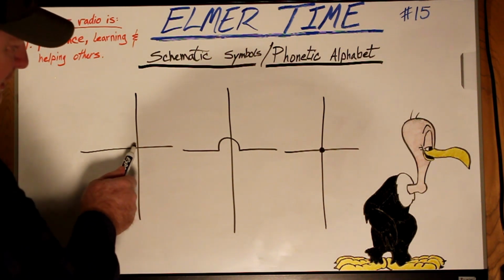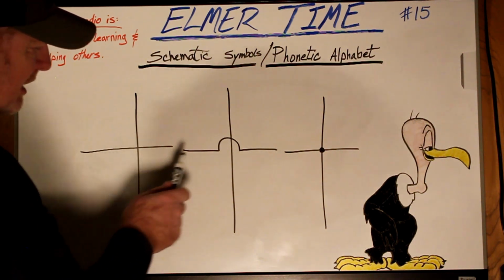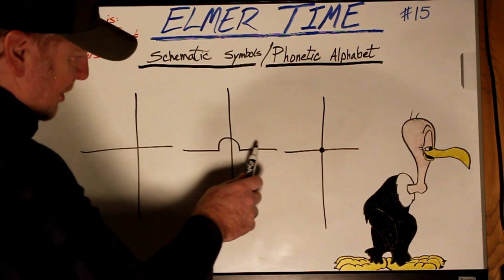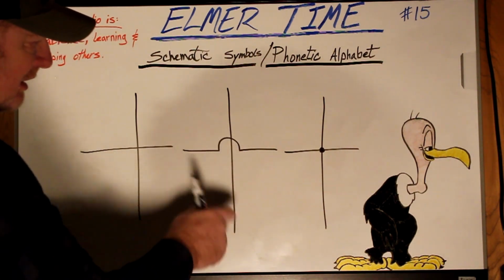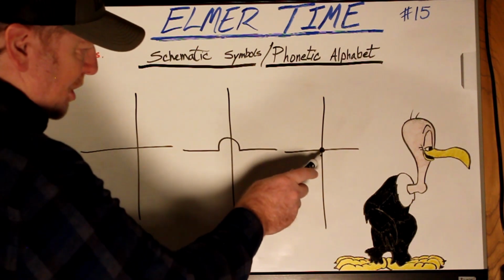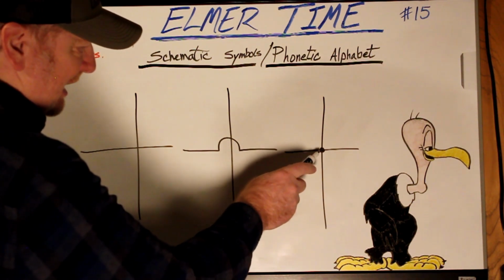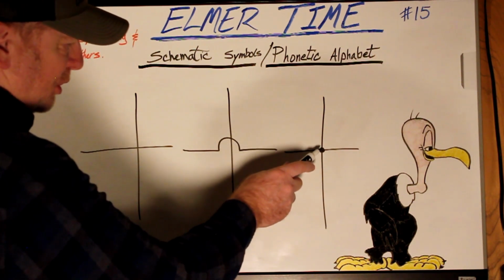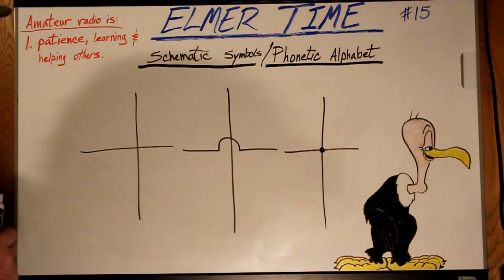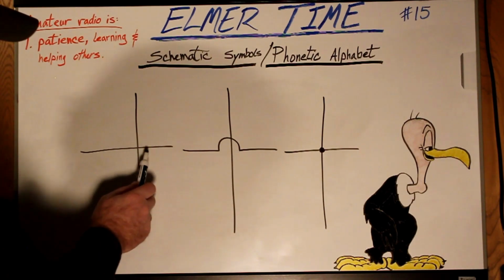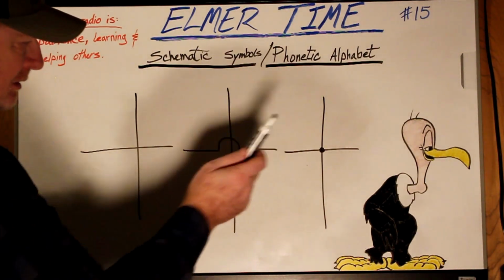This is not electrically connected. This one also showing no, it is not connected to this line. This one, however, shows and indicates that there is an electrical connection to these two lines in the circuit. That's the difference. No connect, no connect, connected.